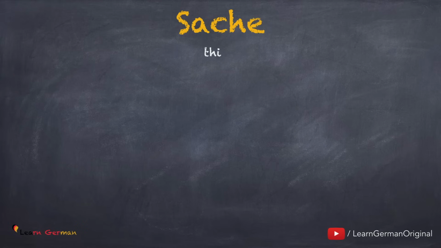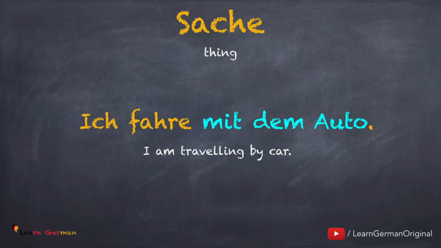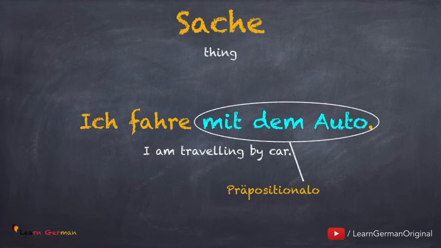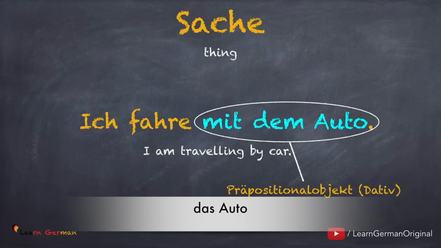Let's look at the next example. In the case of Sache. Ich fahre mit dem Auto. Here, mit dem Auto is the prepositional object, and since mit is a dative preposition, das Auto changes to dem Auto.